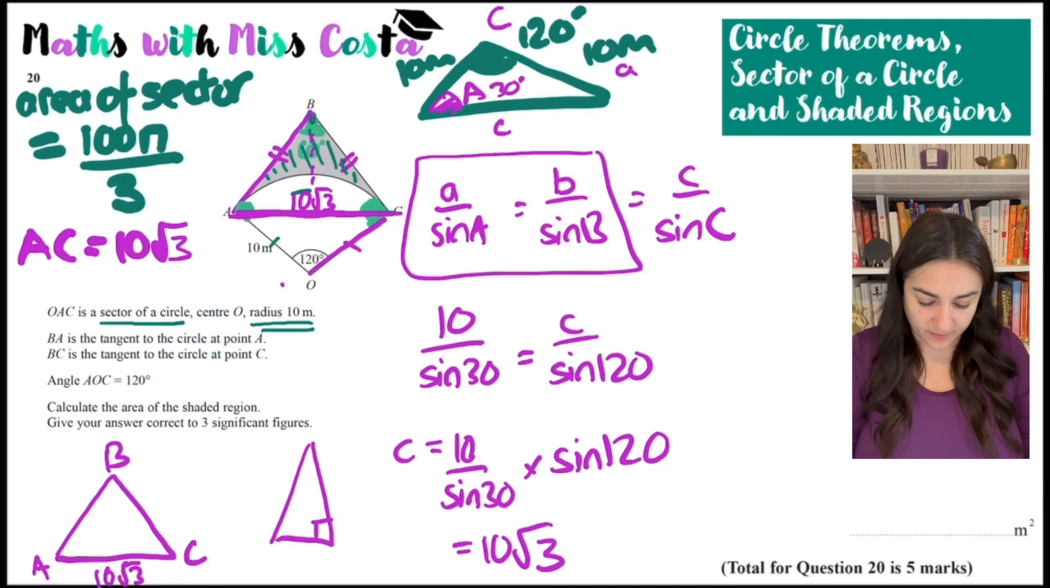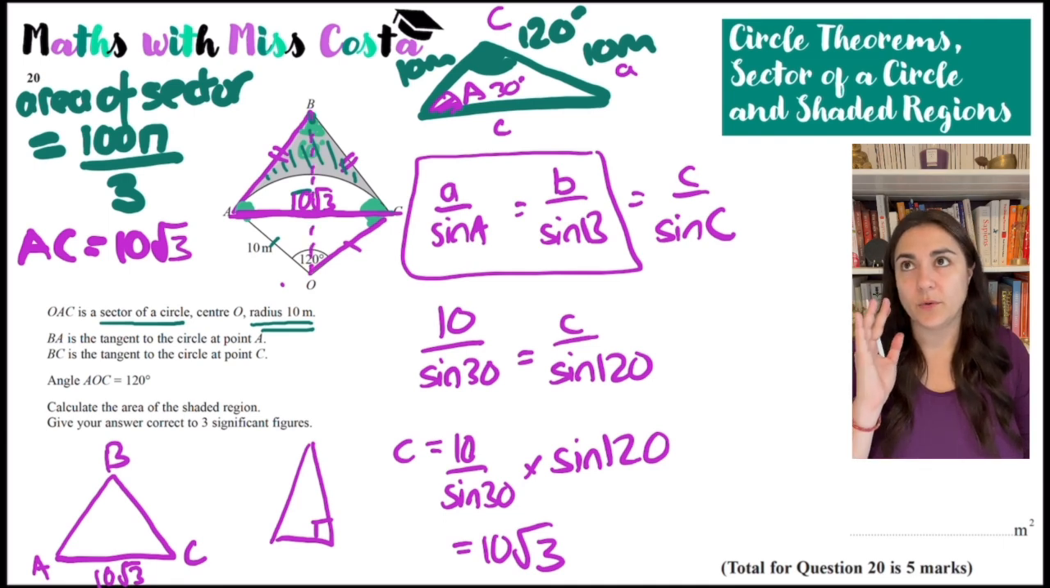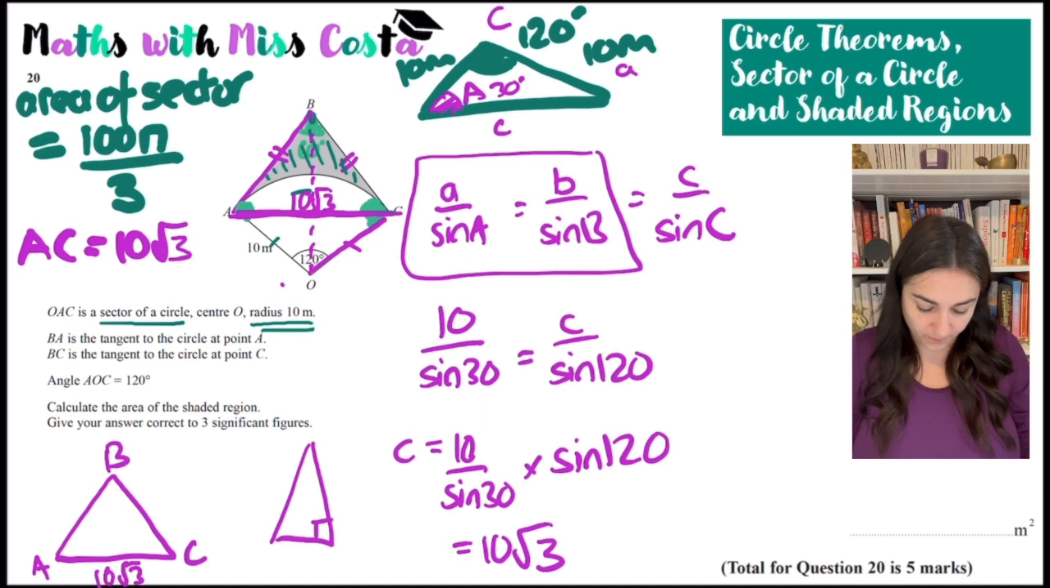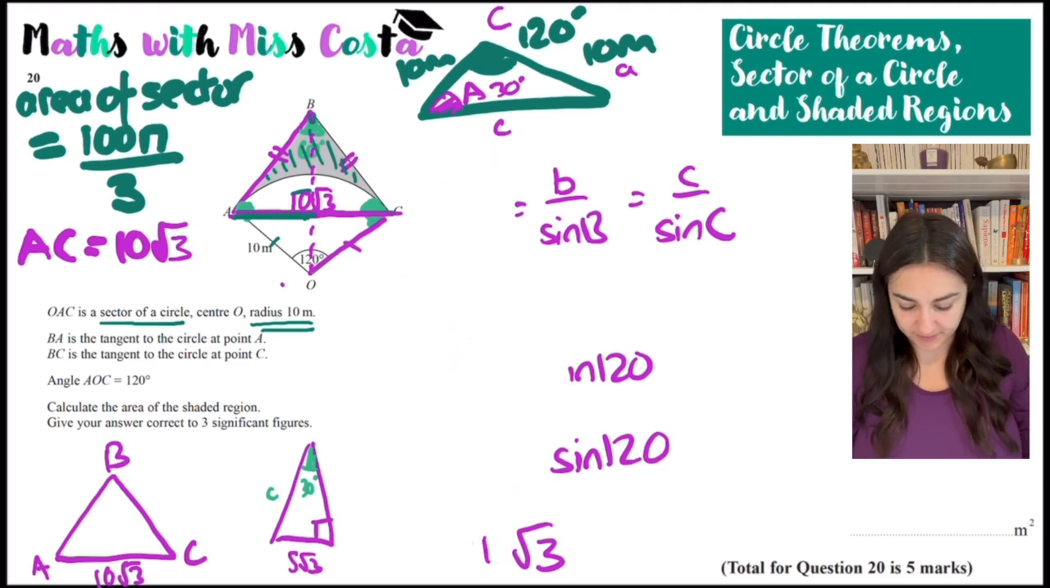I know that the diagonals of a kite are perpendicular and they bisect it, so they form two equal triangles. So therefore, this length here would be 5 root 3. It would be half of the base. And this angle here would be half of 60, which is 30. Okay, so I'm trying to find AB, which is going to be C. I don't know the length of this yet, but I have an angle. So let's write out our trigonometry.